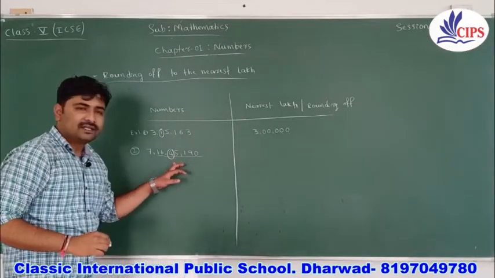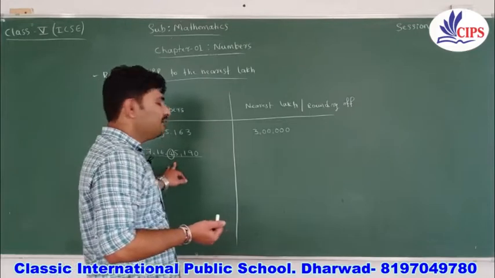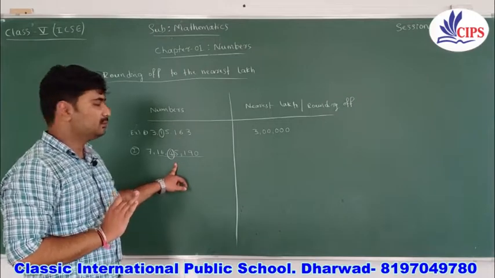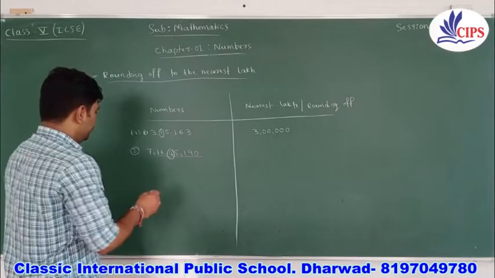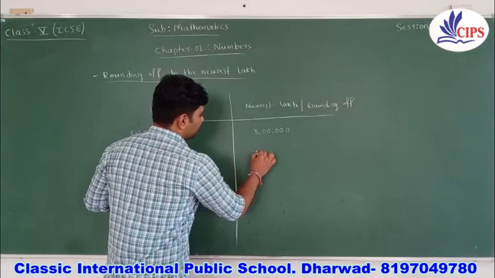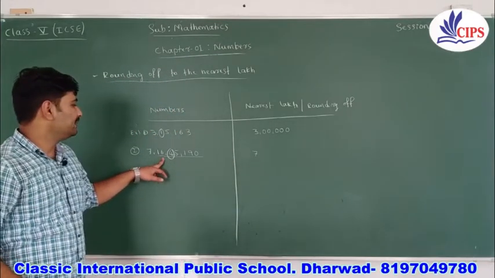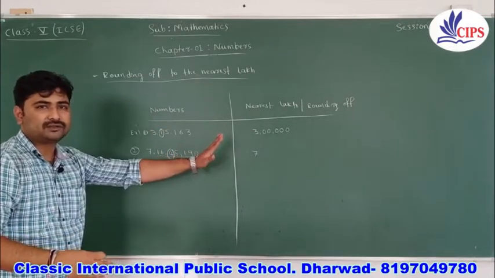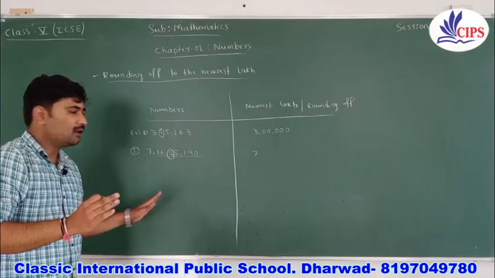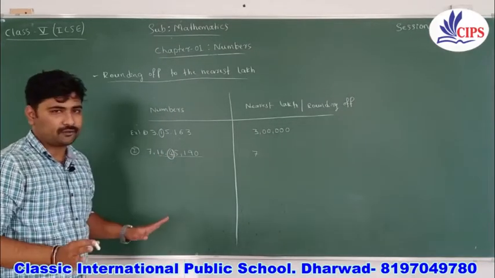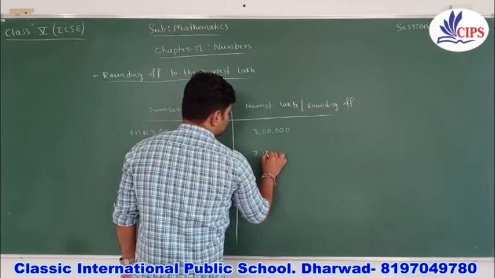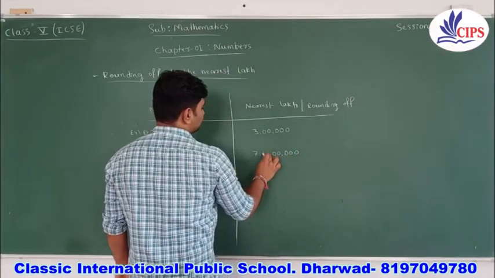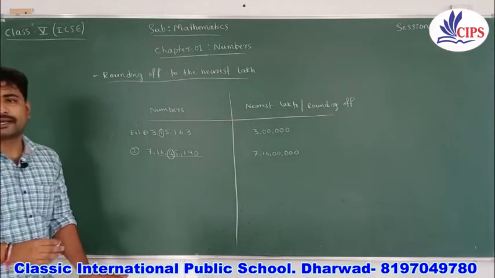Again, this 4 is less than 5. So that is the reason I am going to round it off to its lowest multiple of lakh. Here, lowest multiple of lakh in the sense 7 crore remains constant. I have taken 16,45,000, right? Here I am just forgetting 45,000. Why? Because 4 is less than 5. The lowest multiple of this 16 lakh is 16 lakh only. Yes, 7 crore 16 lakh.